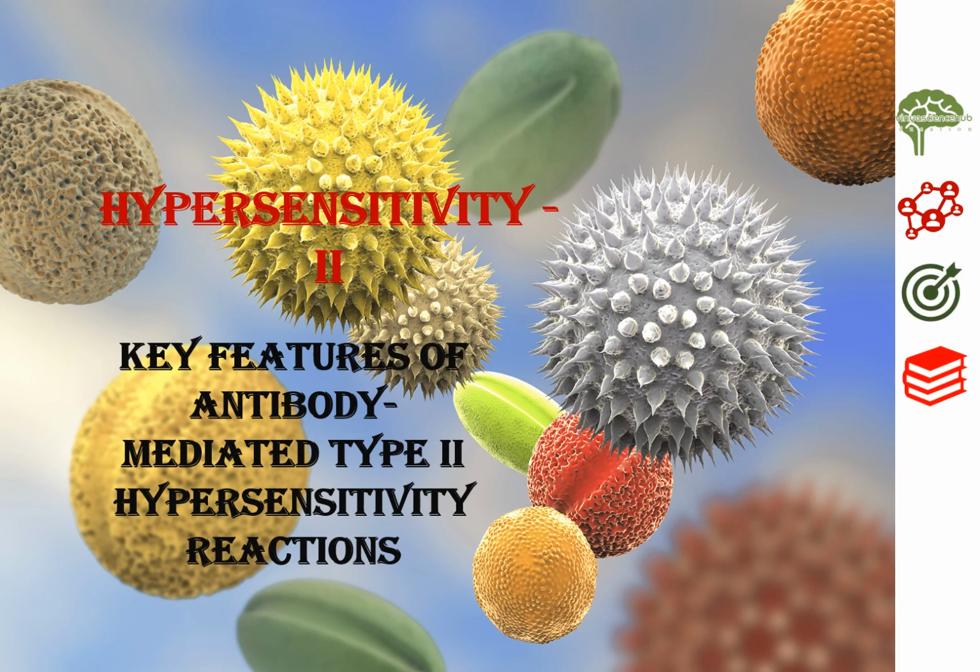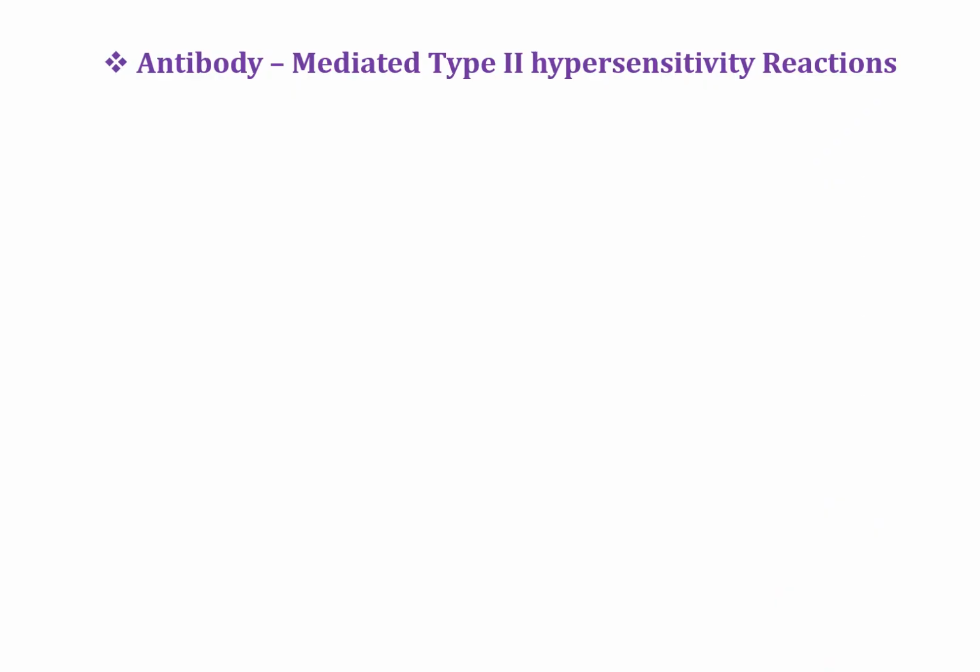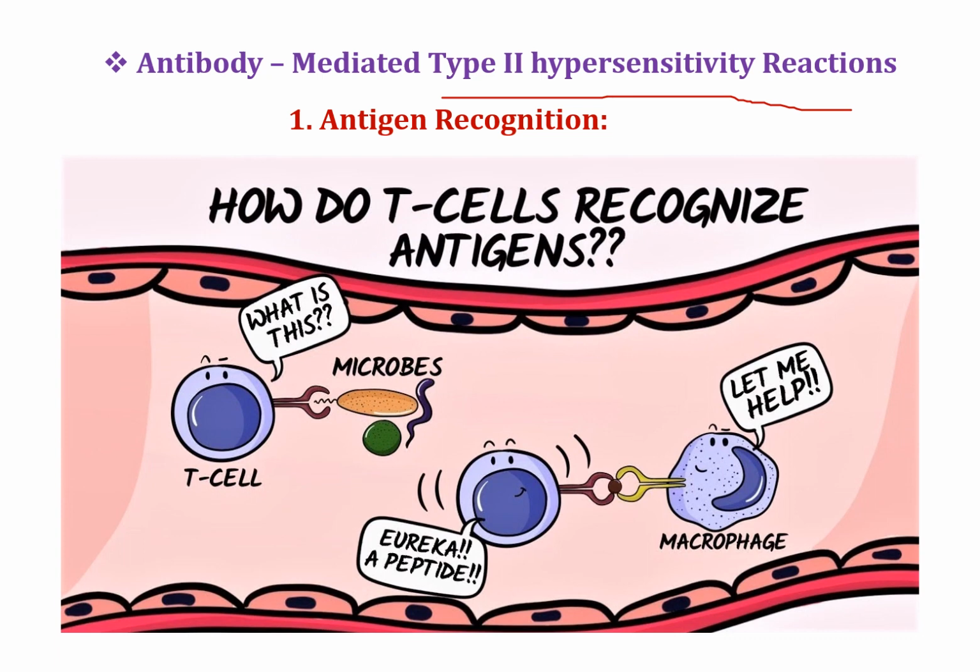Okay, so now we understand the antibody mediated type 2 hypersensitivity reaction. We can see the key features, which include first, antigen recognition. In this first step, the immune system recognizes specific antigens present on the surface of host cells or tissue as foreign or abnormal. Here you can see in the picture.